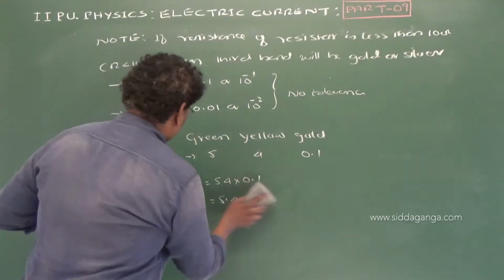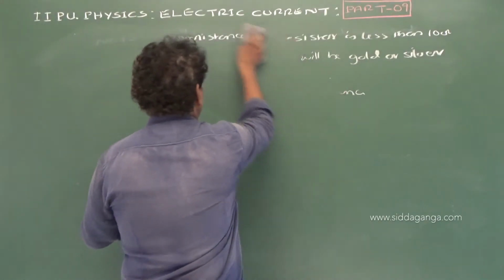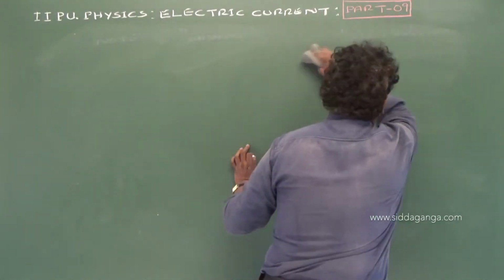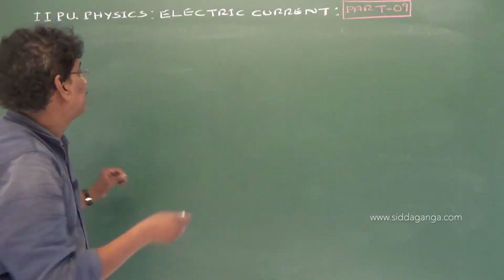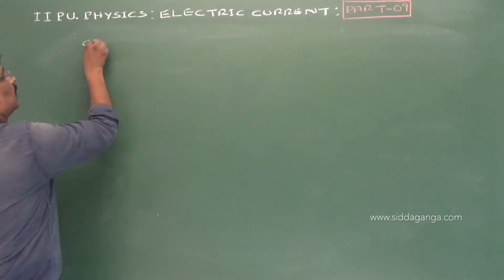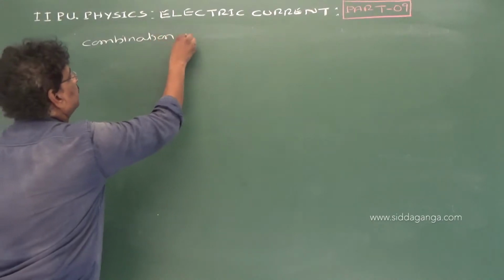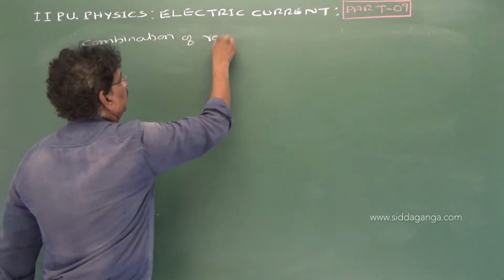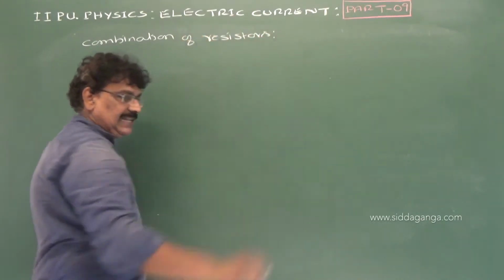Now that's all about color coded resistor. Now we will take combination of resistors.